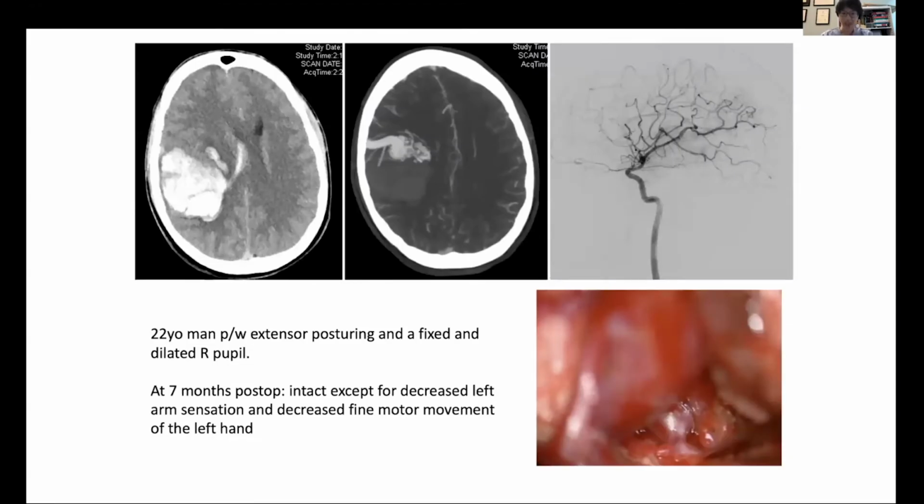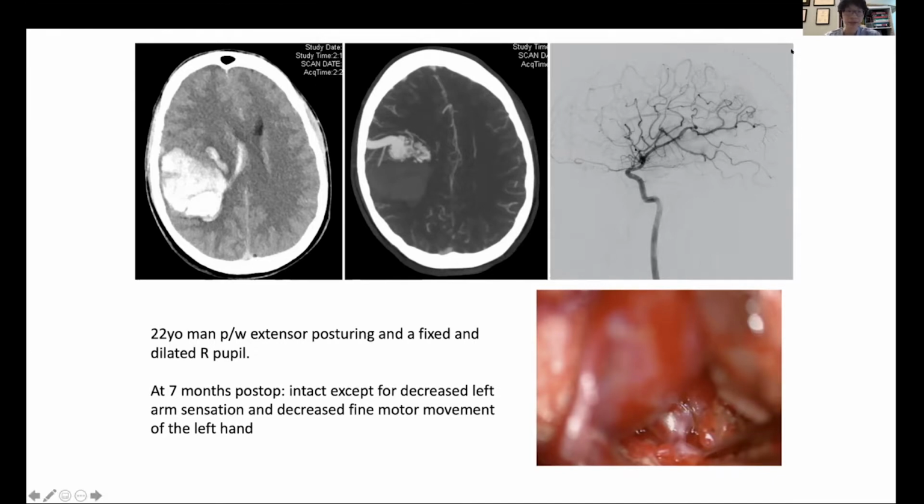So let's start with a case. This is a 22-year-old man who presented with extensor posturing and a fixed and dilated right pupil. So basically, a young man who came in and was herniating.